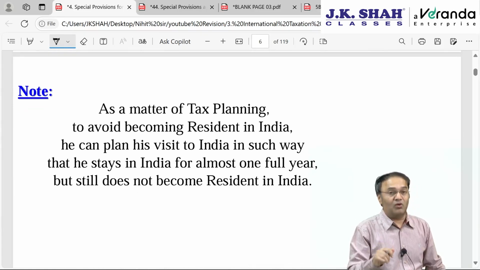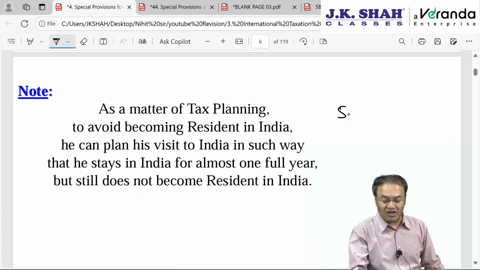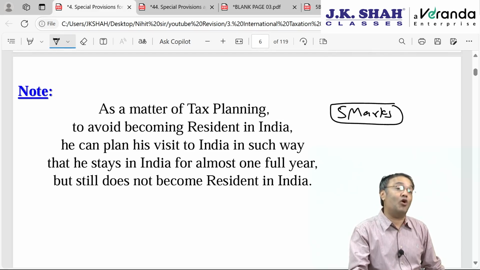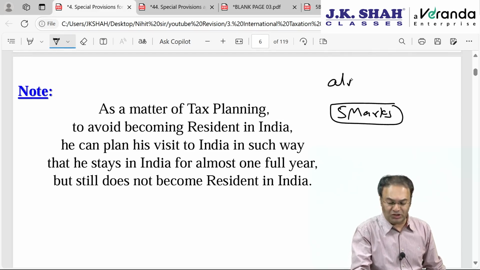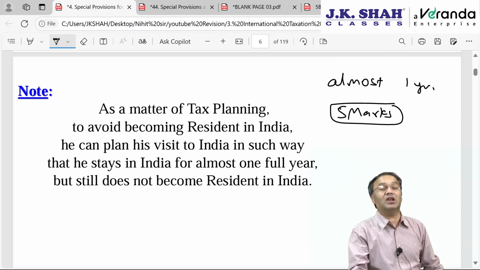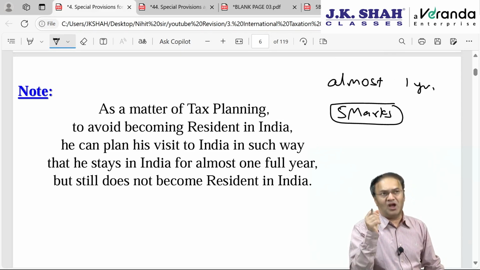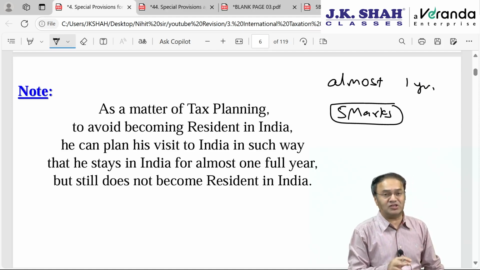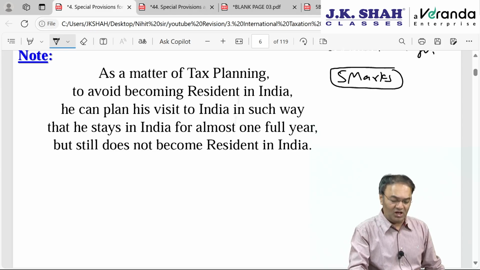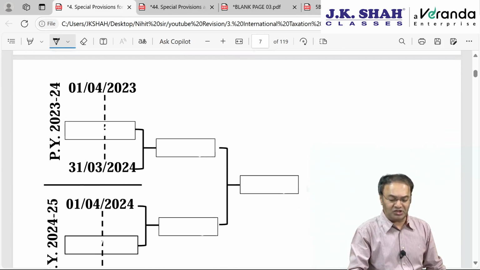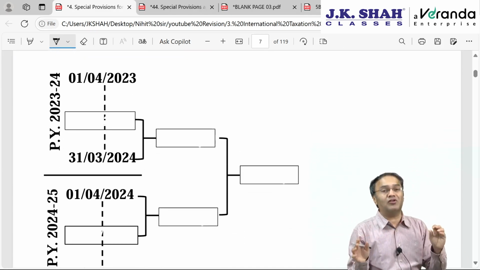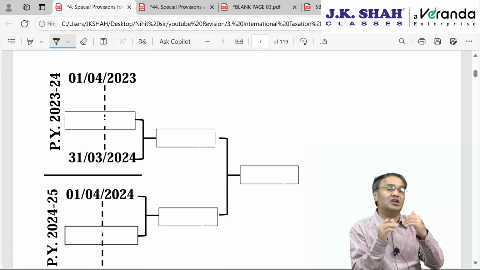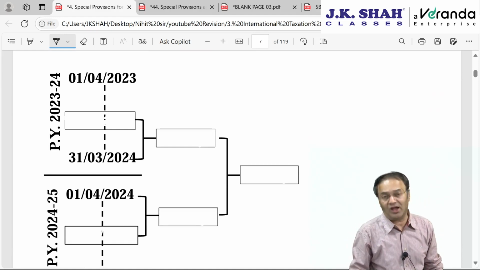Okay. Now, one question came in the exam for 5 marks: somebody wants to come to India and wants to stay in India for almost 1 whole year, but without becoming resident at all. So how to do the tax planning for him without attracting the provision, without making him resident? He does not want to become resident of India. In such a situation, you should plan a stay in India spread over 2 different financial years adjoining each other in such a way that he does not become resident in India in either of the years.